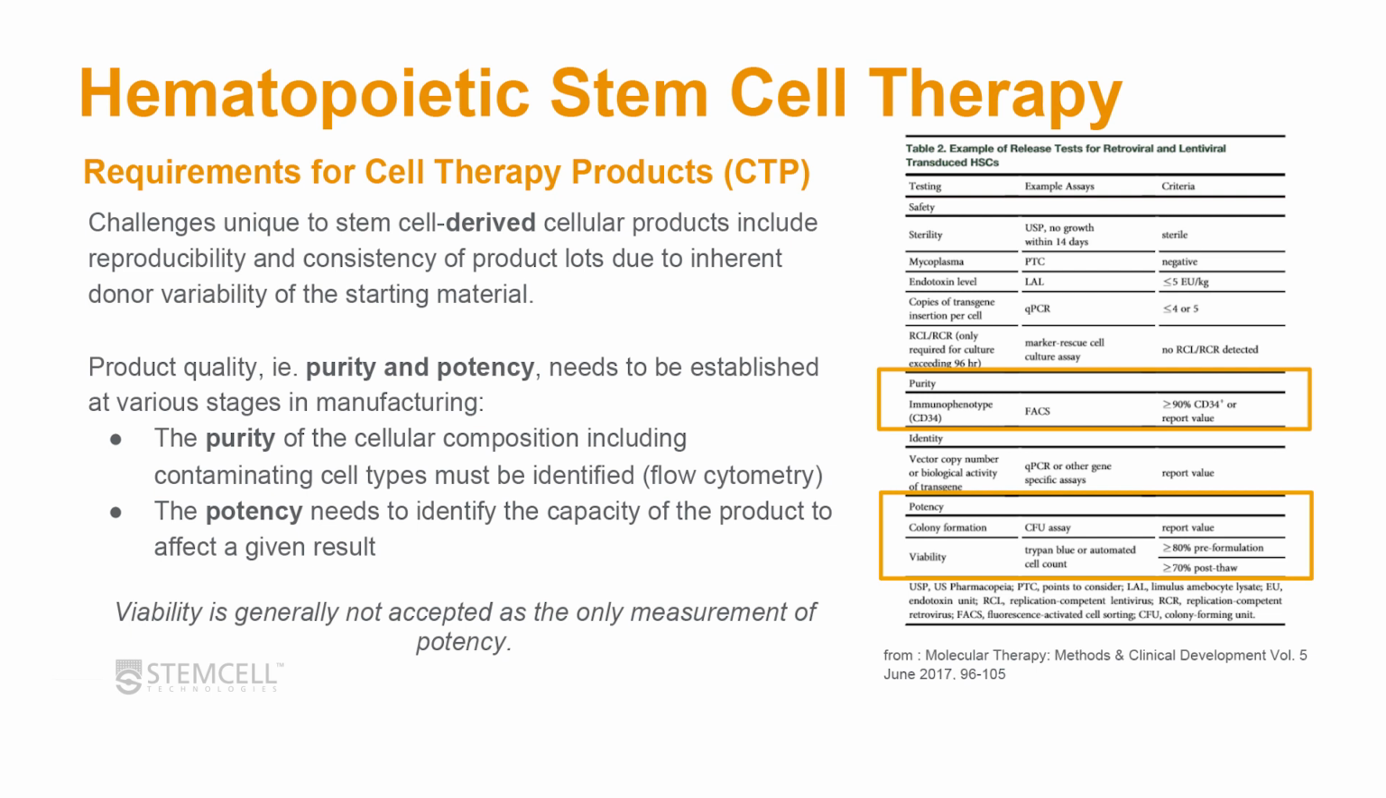Red blood cells are often removed, and in some cases, these cells can be manipulated and changed with the new therapies. So we really have to look at stem cell-derived cellular products and ensure that there's reproducibility and consistency, which is inherently a problem due to the donor variability of the starting material. So it's important that the product quality, both the purity and the potency, needs to be established at various stages of manufacturing. And the purity means really the cell composition, including the contaminating cell types. And these are typically identified using flow cytometry.